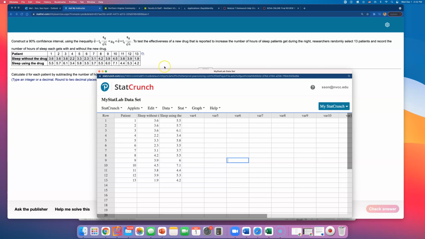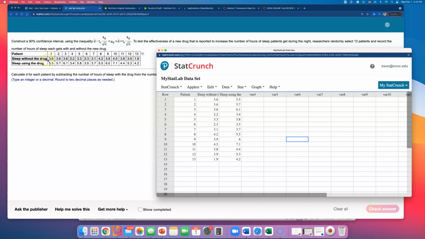All right, let's see. To test the effectiveness of a new drug that is reported to increase the number of hours of sleep patients get during the night. So these are the people who are sleep deprived, right? They can't really sleep. So we're gonna give them some drug and see if they can sleep longer, okay? So what we did was we recorded how many hours they sleep without drug. So 3.6, 3.6, 3.6, and so on. And then we gave these 13 people some sleeping drug and measure their sleep again.